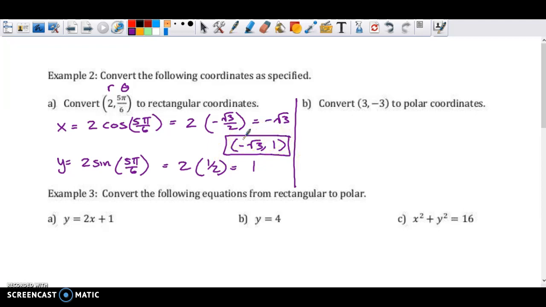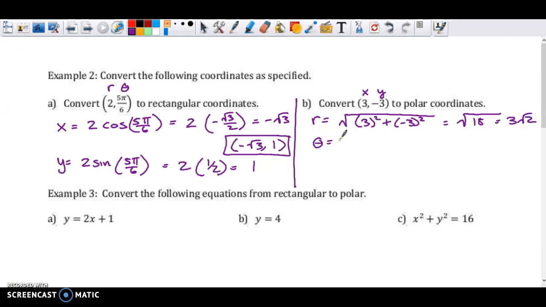Okay, this time I'm going to go backwards. I'm going to start with an x, y, and I'm going to find my r and my theta. Well, your r is just the Pythagorean theorem, so I'm going to square each of these. 9 and 9, that's 18. You can simplify that to be 3 radical 2.